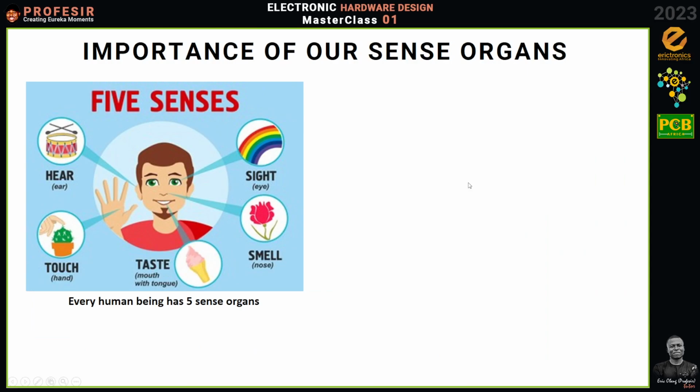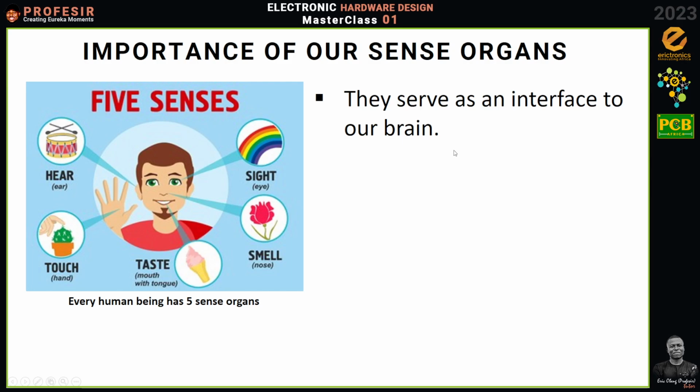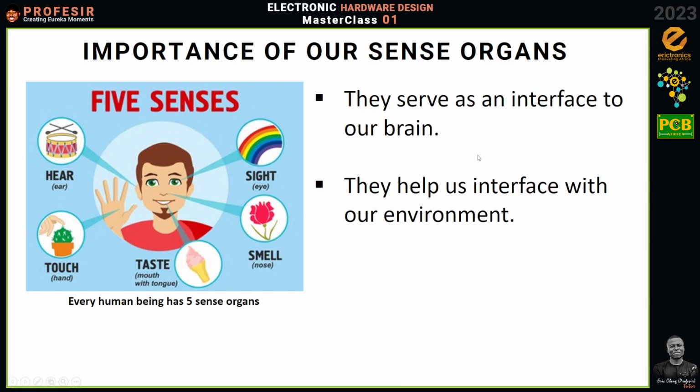Now, what is the importance of these sense organs? Okay, very, very important. Why do we need these sense organs? The sense organs actually serve as the interface to our brain, okay. The rest of our bodies are able to cause the brain to perform an action through these sense organs. Very, very important. Now, they also serve as a means by which we interface with our environment.